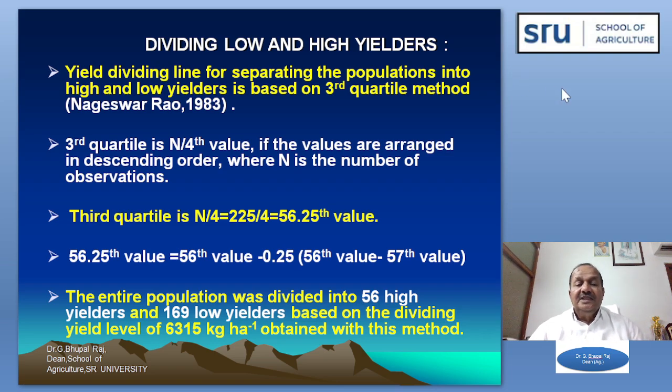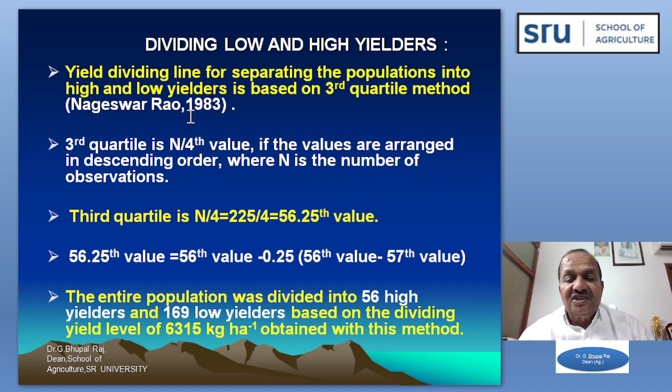For example, suppose we selected 225 farmers for the chili crop, chili growing farmers, and collected information from these 225 farmers on the chili yield they got in previous years. Based on the previous years' yield data, we divided the population into low yielders and high yielders. Then how do we divide them? What criteria should we take for dividing the population?